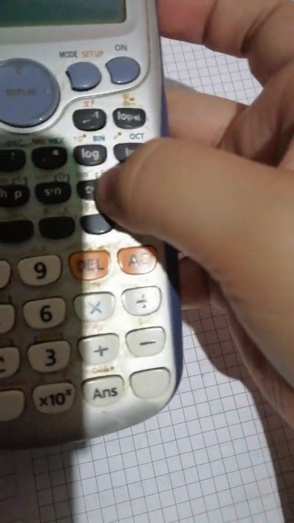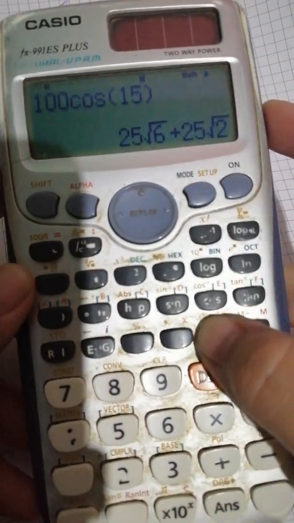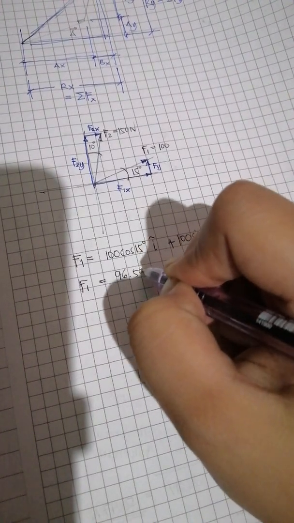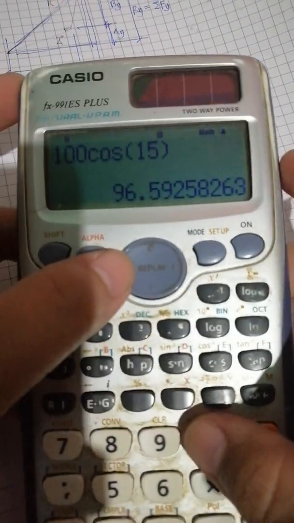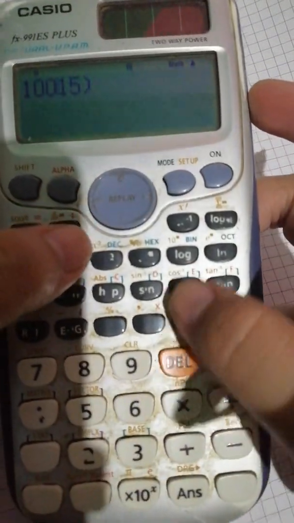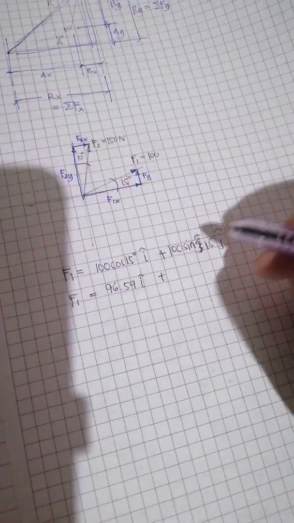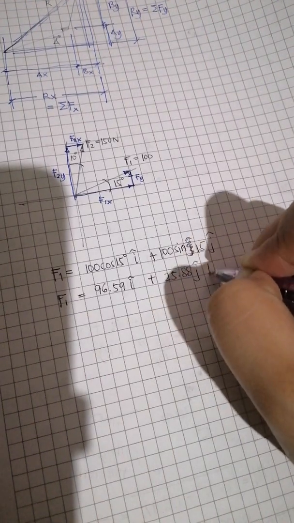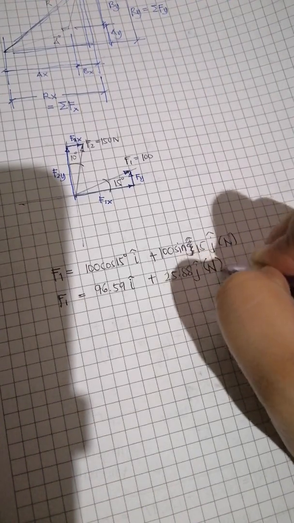So we have 100 cosine 15, so 96.59, plus, okay, we have sine here. This would be 25.88 j hat. This is in newtons. This is also in newtons. Okay, we now have the vector for F1.